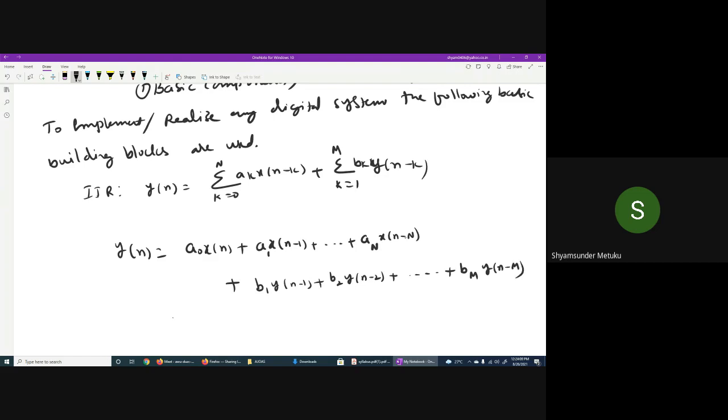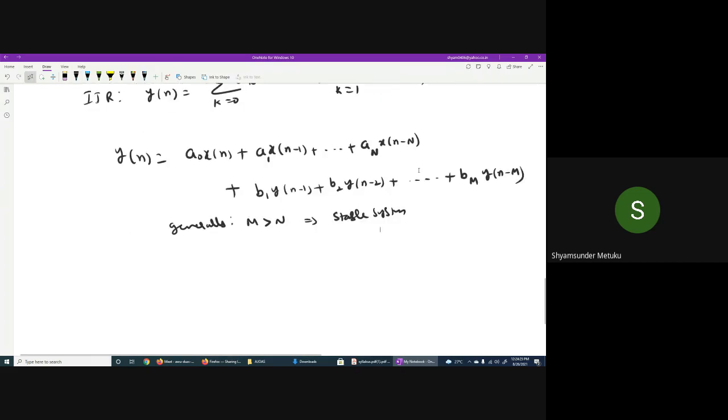Okay, so generally m should be greater than n to make it stable. Okay, stable system. Generally, m should be greater than n. But from an implementation point of view, it could be anything, but generally I consider m equal to n or m greater than n, anything is okay, or simply you can write it this way.